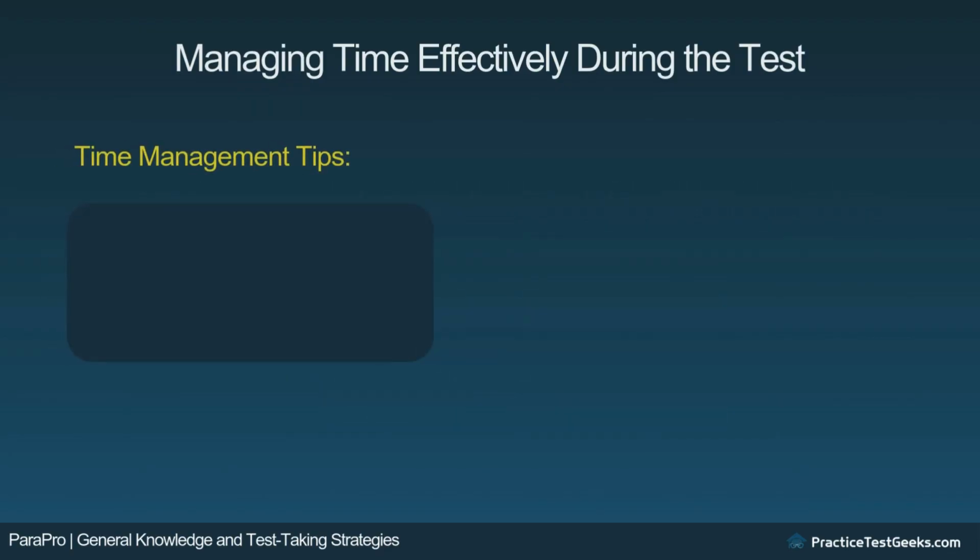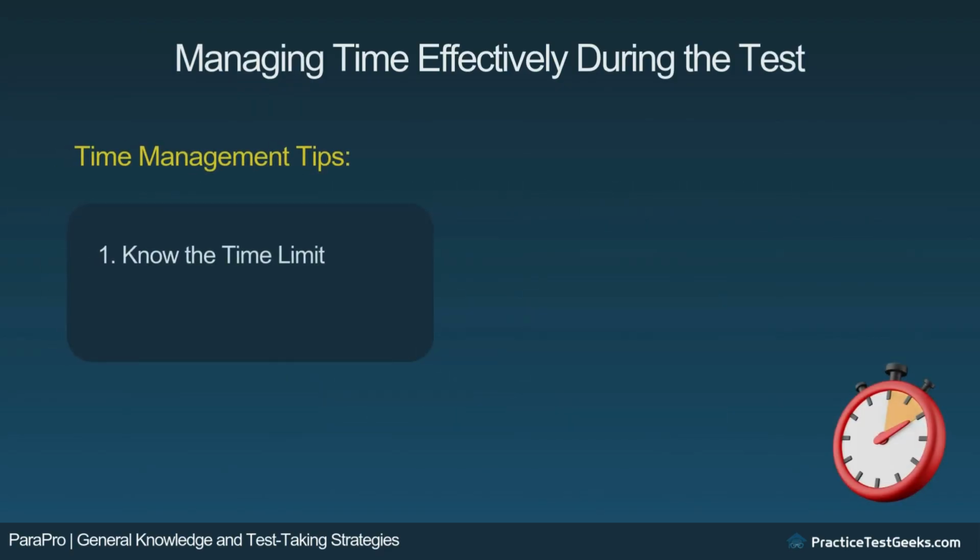Time management tips. 1. Know the time limit. You have 90 minutes for the test, meaning you should aim to spend about 1 minute per question. Pro tip: if you spend too much time on one question, move on and return to it later if you have time. The goal is to answer as many questions correctly as possible within the time limit.